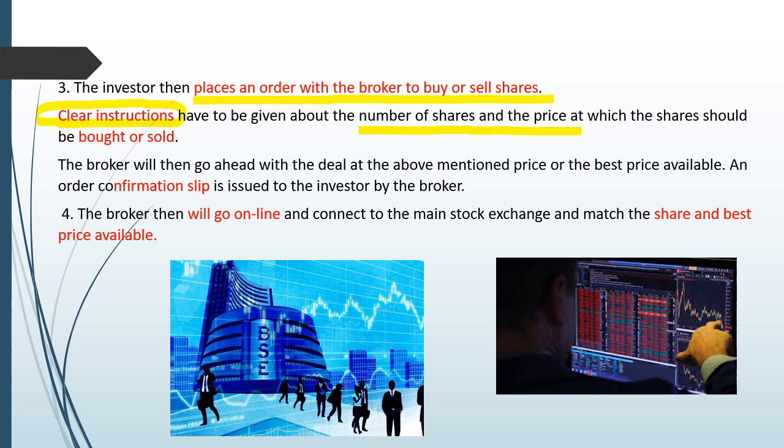So what will the broker do? Once you have given him all the details, he will go ahead and check the stock market website and see what is the best price available. Like if you're telling him you're looking to buy one share at 100 rupees, he will say I'm getting one share for, let's say, 110 rupees or 90 rupees, and he will let you know about it. So what is happening? An order confirmation slip is issued to the investor by the broker.